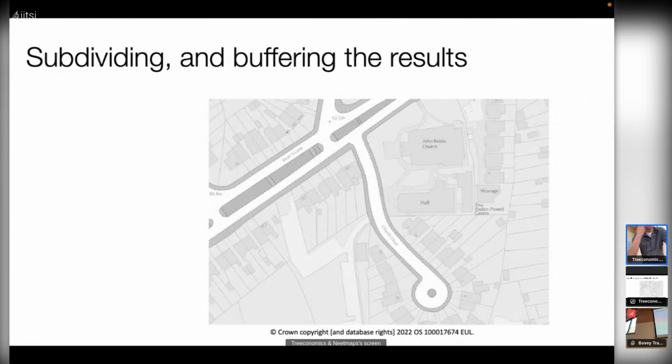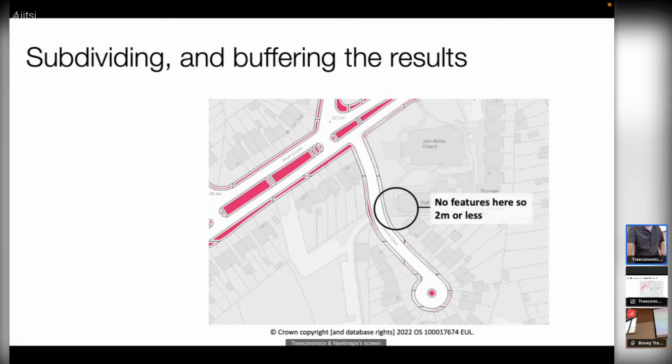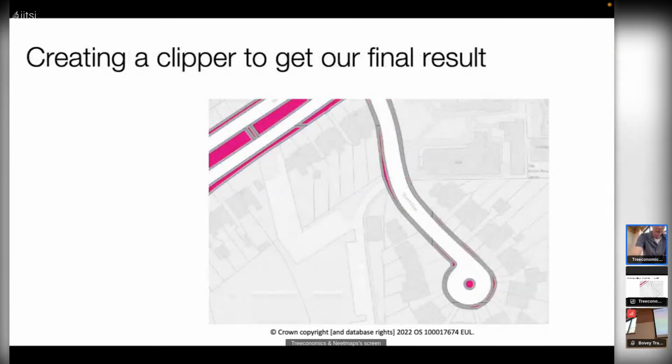So if we look at subdividing and buffering on this example here, that's Subdivide. It's just split it into smaller, more manageable chunks. We then buffer those. Again, we're buffering them negatively, so the things are getting created inside the pavements. Where there are no features, it's got to be 2 meters or less. Where there are features, it's got to be wider than 2 meters. So that was all seeming quite good. Seems to work.